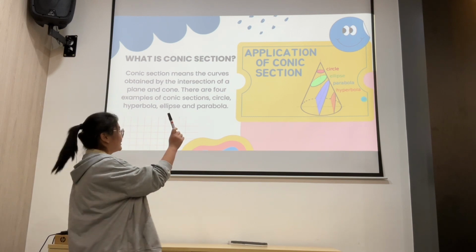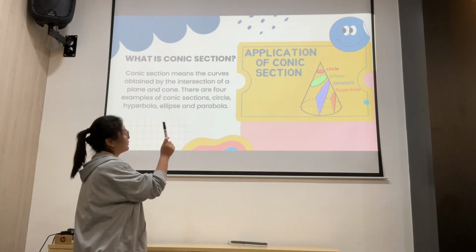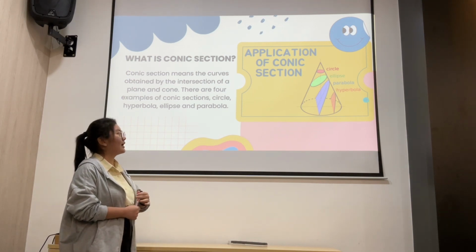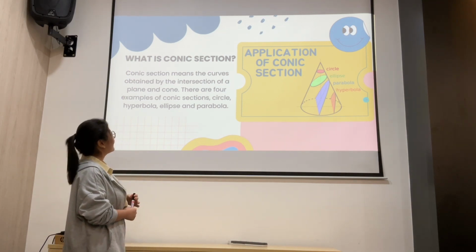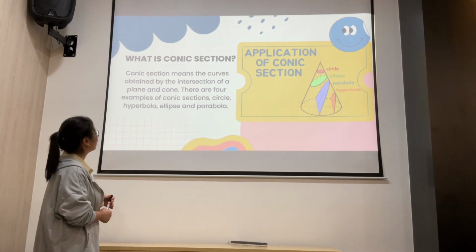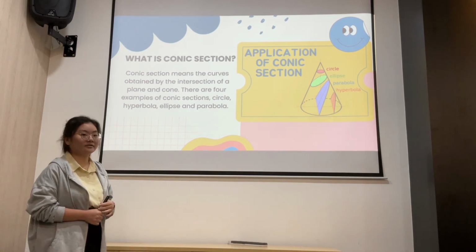As we know, the conic section have 4 examples, which are circle, ellipse, hyperbola, and parabola. So what is conic section? A conic section means the curve obtained by the intersection of a plane and a cone.